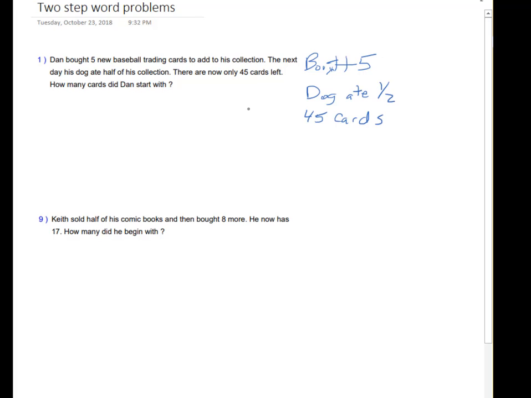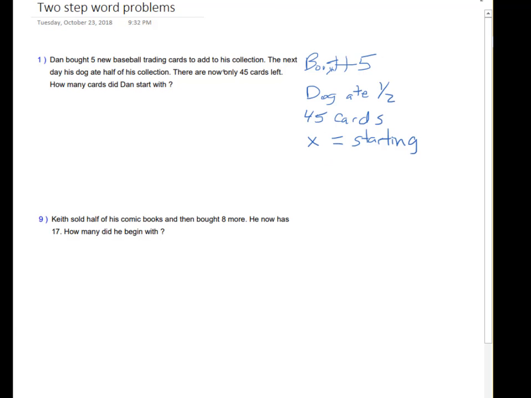And let's see, what do we want to know? How many cards did Dan start with? So we don't know what that amount is. That's an unknown again. So when we have an unknown, we give that a variable. We give it a letter to try to find out what that is. So let's call it X equals starting. How much he started with, right? So now we got to put that into an equation that makes sense so we can solve it.